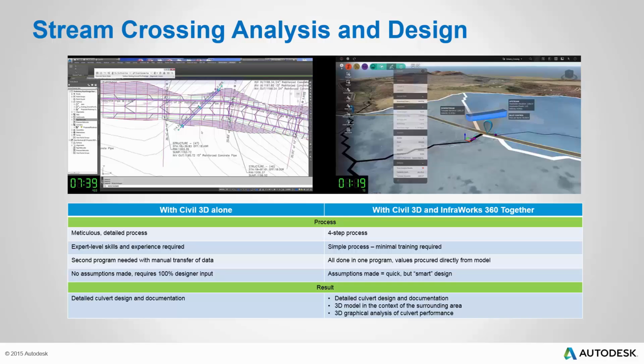With Civil 3D, you need some pretty serious skills to know how to find the flow, determine time of concentration, transfer that data over to HydroFlow. There are a lot of different areas of the product that you need to learn, a lot of experience you need to gain, a lot of training that's going to lead up to someone having the skill set to be able to do what we just did. Whereas in InfraWorks 360, it's a much simpler process, and it only requires a little bit of training.